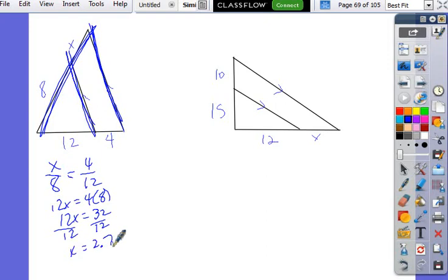All right, first fraction, give it to me. X over 12 and 10 over 15. All right, if I do x over 12, then I've got to do 10 over 15. So I would cross multiply 15x, 12 times 10, which is 120. And then X equals 8.